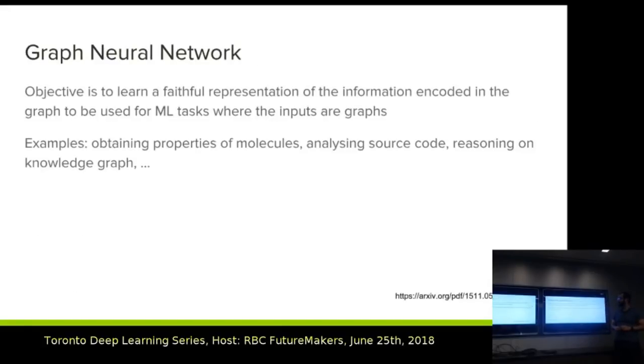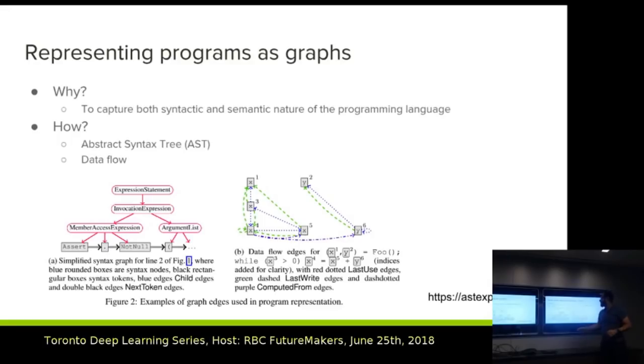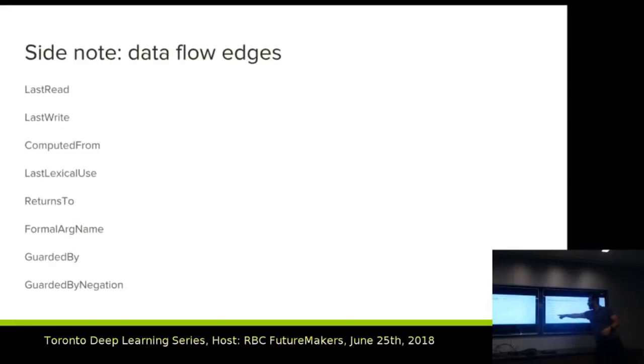So the nodes, to answer the question about an edge, can they be any node in the AST? No. Only the terminal nodes, right? And only the variables have data flow. Okay. Sorry, the variables and objects. For example, if you have a function, you can have an argument name of the function that it connects to. But I think it is only variables and objects.